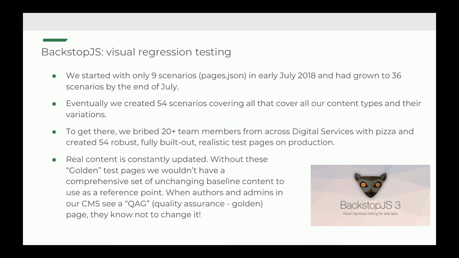We created what we call quality assurance golden, QAG, pages, and those were our baseline tests where developers, as well as during the release process, we could compare. And we created about 54 of them. 54 different content types on production where we can run a test on Backstop and compare it to our stage environment. Run it against production and then run it against our develop.